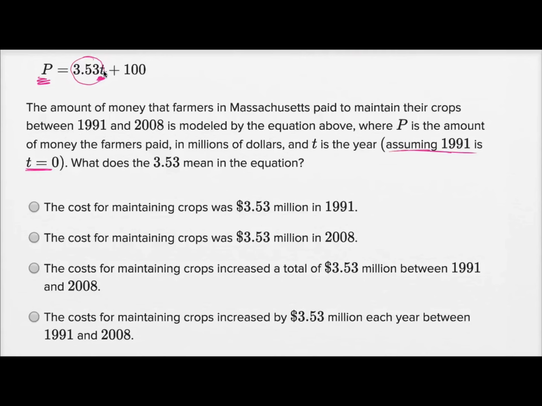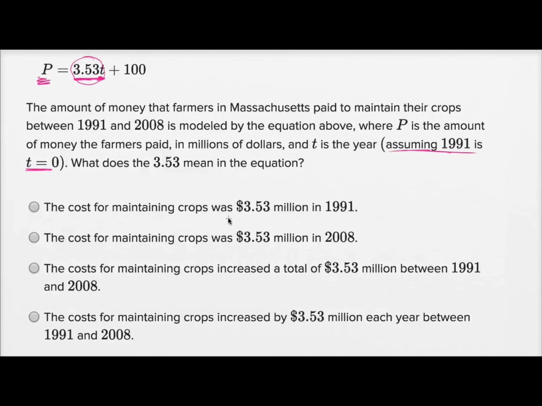Now, as t increments, each time t increases by 1, the amount that the farmers pay is going to increase by 3.53 times 1. So one way to think about it is this is the rate of increase from year to year. As t goes up a year, the amount the farmers pay is going to increase by $3.53 million. So let's see which of these choices are consistent with what I just said.